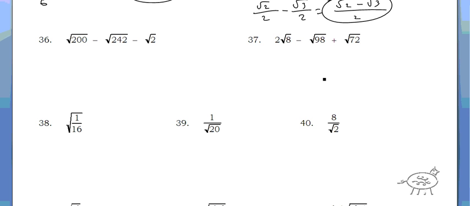Okay, the next one, root 200 is 100 times 2, so it's 10 root 2. Root 242, again, start dividing out, and it turns out 11 is a perfect square, so I can divide out 121 times 2, so it's minus 11 root 2 minus 1 root 2. They all have root 2s, so you just add them together. 10 minus 11 is negative 1, minus 1 is negative 2.